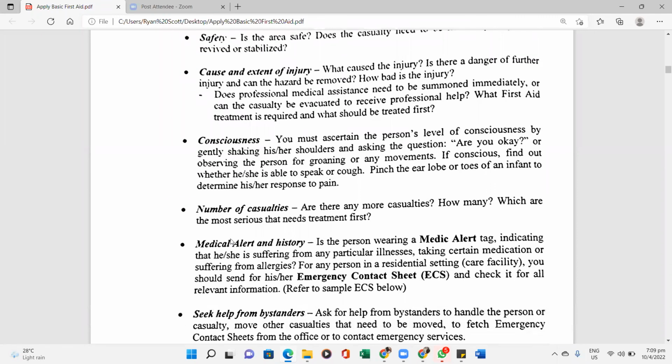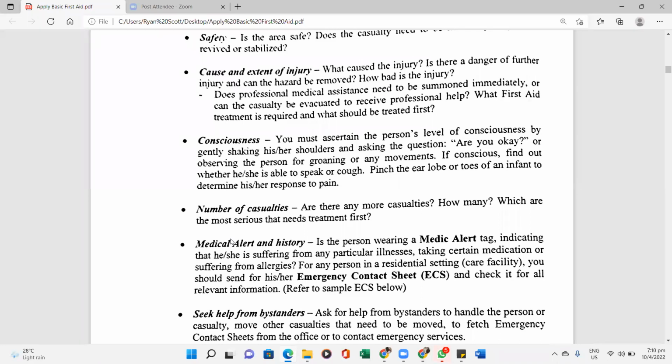Right. So you rub the center of the person's chest with your knuckles. And if the person is faking, the person will definitely jump up, understand? As it's excruciatingly painful. If the person is unconscious, then they're going to still remain unconscious. Okay. And then number of casualties. You want to see how many serious injuries are going on, right?